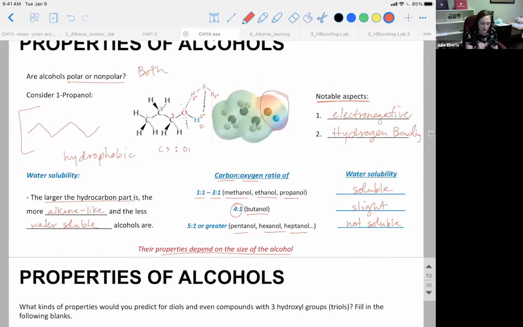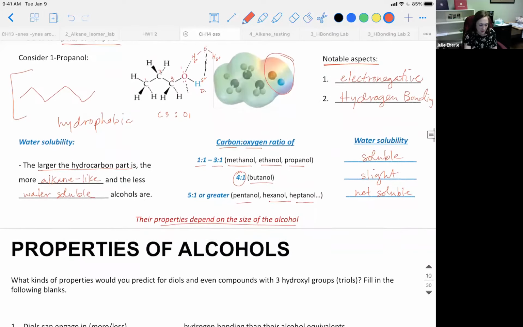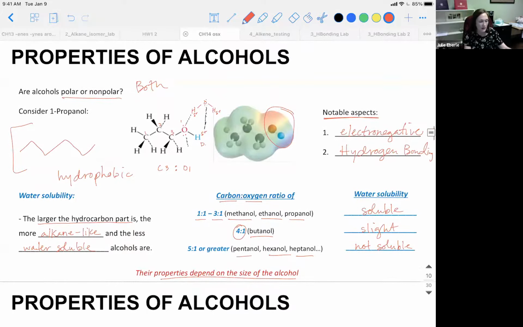So here's the deal. This seems pretty technical. I'm not gonna split hairs on this, but I do want you to know if I said something like, is methanol soluble in water? Or is octanol soluble in water? Based on this stuff, you could definitely answer that. Any questions on all of this? Anybody still writing?